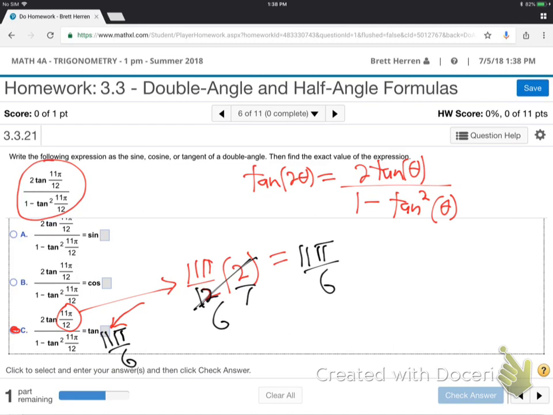Right, so they're giving me this big old formula, which is the tangent one, and they're saying, what is it? All of that mess is equal to tangent of double the angle. So I double the 11 pi over 12. Cross cancel 2 into 12 6 times. The angle becomes 11 pi over 6. One tangent 11 pi over 6.